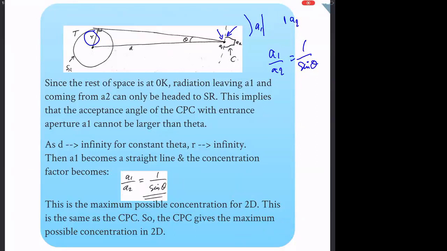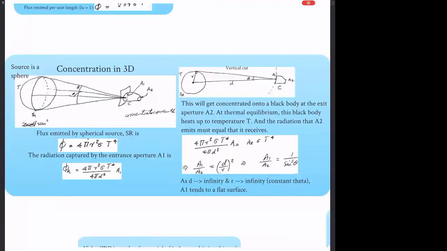This is the maximum possible concentration for 2 dimensions, same as the CPC. So we conclude that this is the maximum possible concentration in 2D from a thermodynamic perspective. So this is basically a law of physics. Because the CPC can achieve this, we can say that the CPC gives the maximum possible concentration in 2D. In other words, our CPC is the best possible concentrator. It may not be the only possible concentrator, but it is one of the best possible concentrators. To prove that it's the only possible concentrator is a much harder problem.